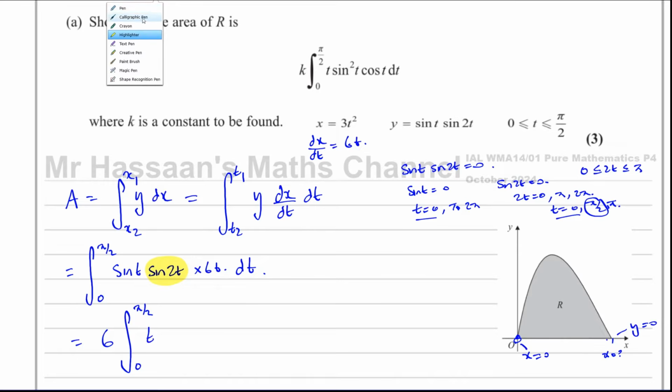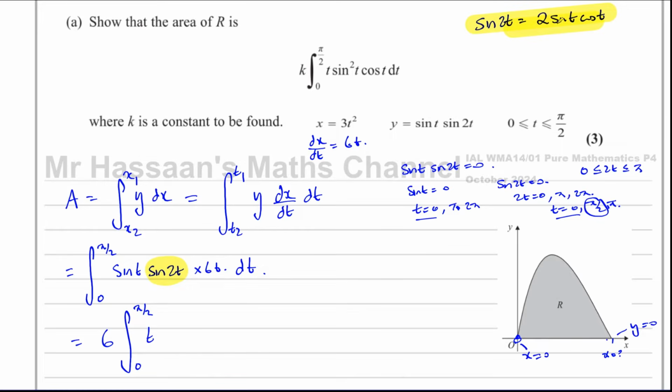And we know from our understanding of the addition formula that sine 2t, if you use the addition formula, it will be sine t plus t equals sine t cosine t plus cosine t sine t, which is 2 sine t cosine t. It's one of the formulae that we should memorize. If we don't memorize it, we should know how to use the addition formula to derive it.